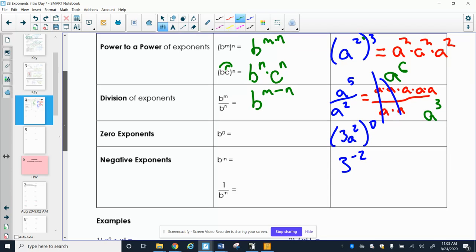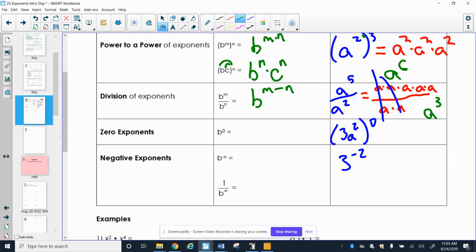Okay. So those are our 3 main rules. Now these are some properties that we have to remember. First, the exponent of 0, b to the 0 power: any base that's raised to the power 0 is actually going to just equal 1. For example, to the right, 3a squared, all in parentheses raised to the 0 power, not going to be 3, it would be 1. The whole thing is that exponent of 0.